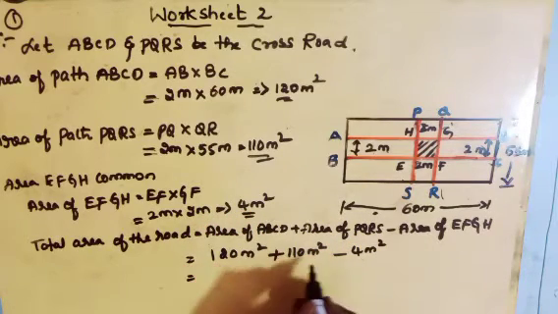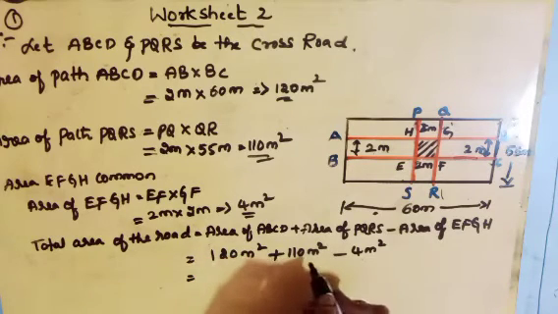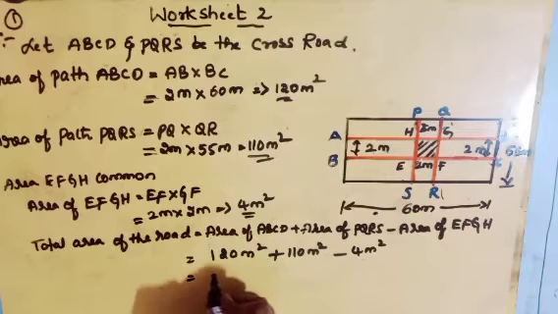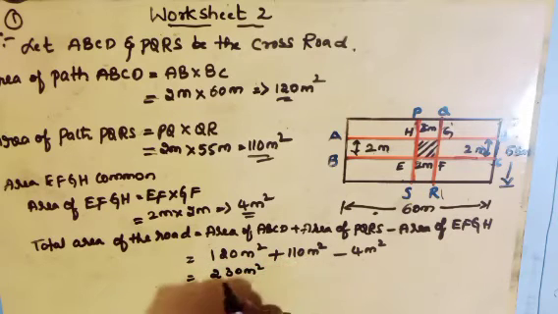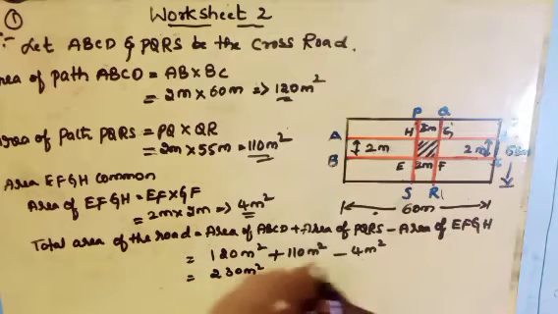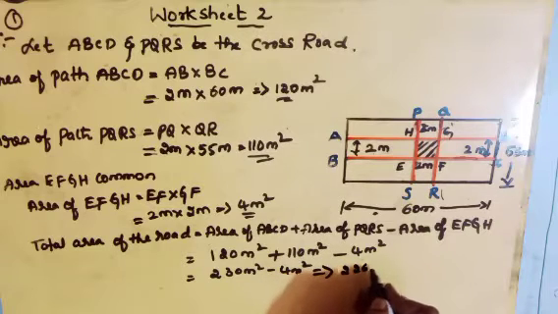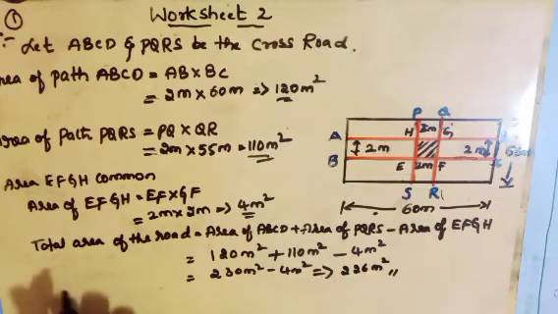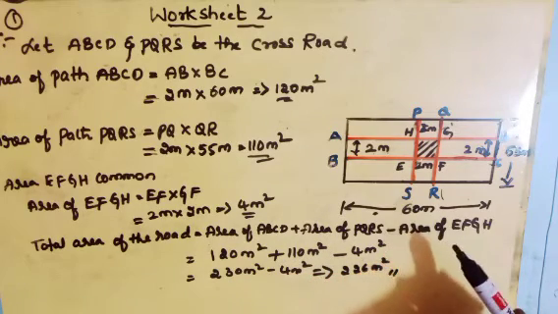First let us add this 120 plus 110 meter square. So how much will we get here? 230 meter square, minus 4 meter square. So let us subtract here. So how much will we get here? 226 meter square. Therefore total area of the road is 226 meter square. Let us solve the third one.